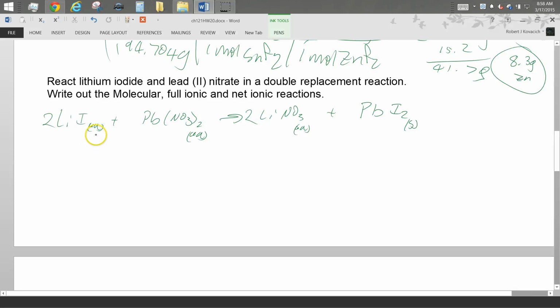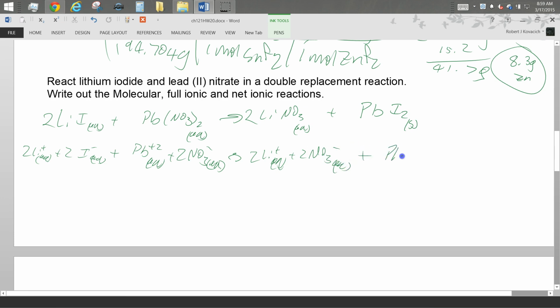So what does this aqueous thing here mean? That they're already solubilized, they're already dissolved. So I've got 2 lithium ions that are aqueous, and 2 iodide ions that are aqueous, and a lead that's got a +2 charge that's aqueous, and 2 nitrates that are aqueous, and they're going to turn into 2 lithiums that are still aqueous, and 2 nitrates that are still aqueous, and then 1 lead iodide solid that's not aqueous.